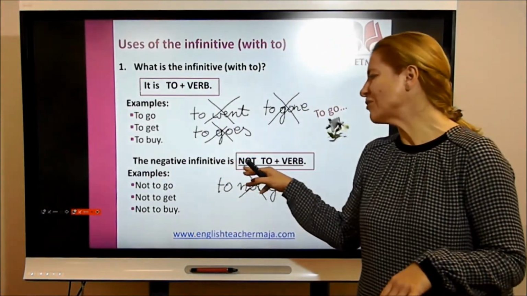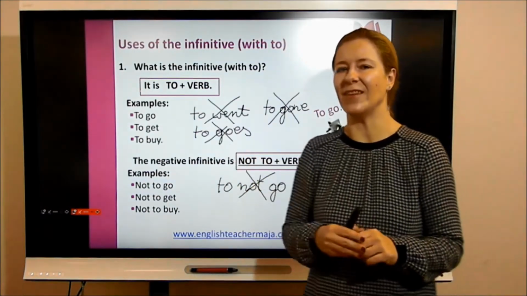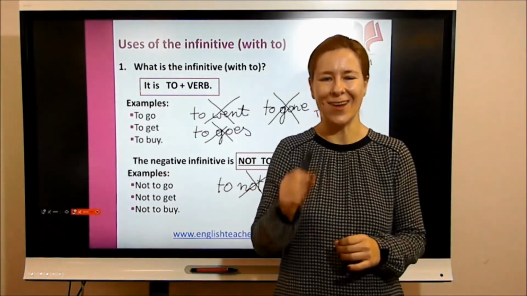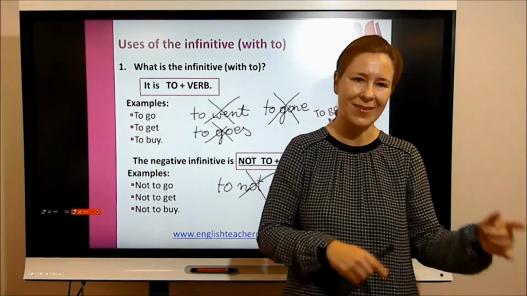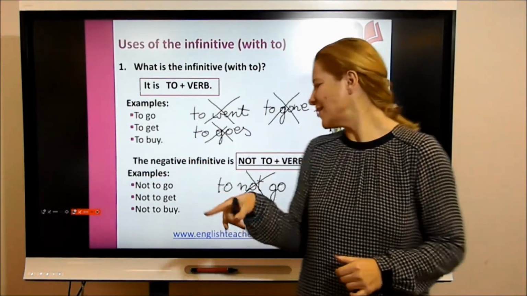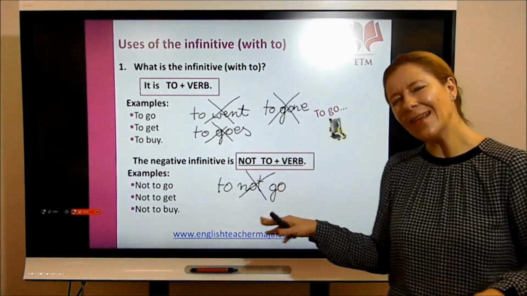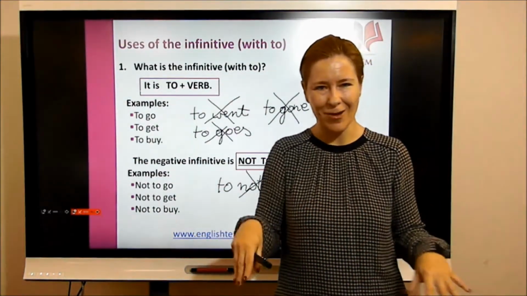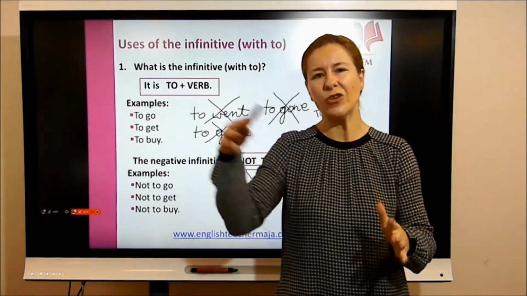If you want to make a negative infinitive, then you need to use not. Okay, so a positive one is to go and a negative one is not to go. So, to not go is not correct. Forget about it. It's not to go.